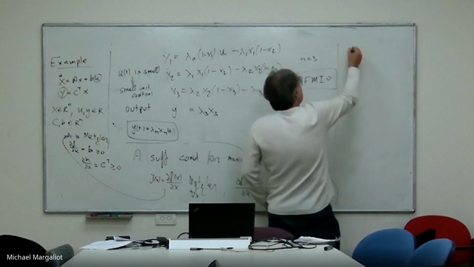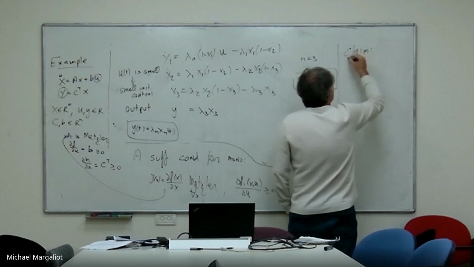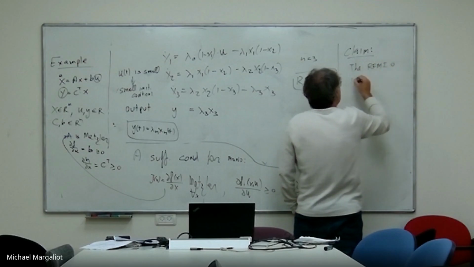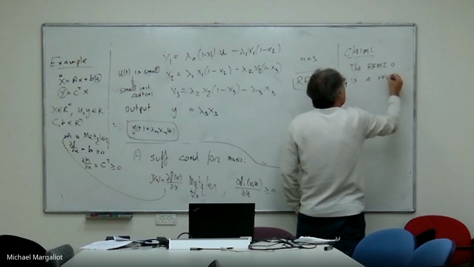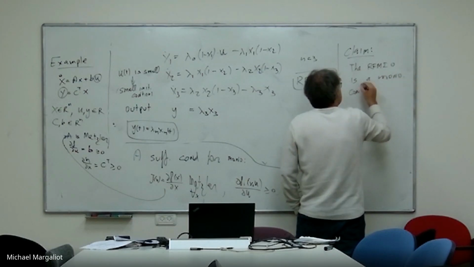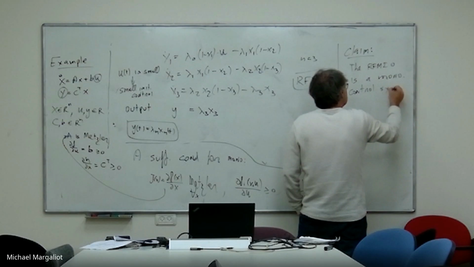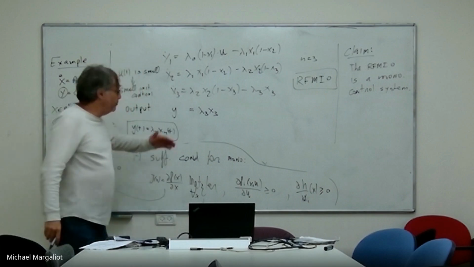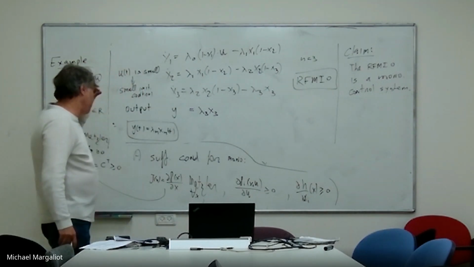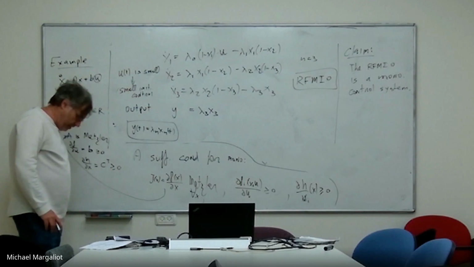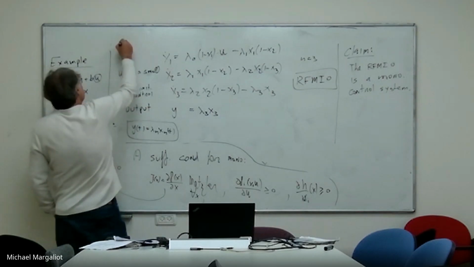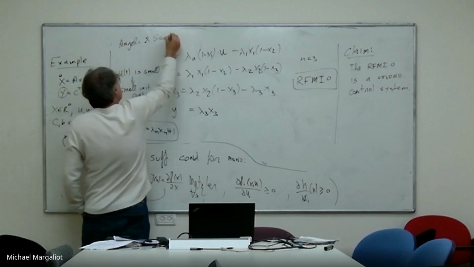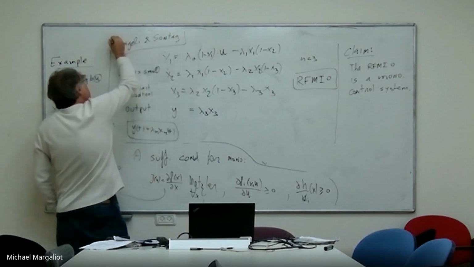And what I claim, it's very easy to check, is that the RFM-IO is a monotone control system. So we can use these tools. I forgot to say that this notion of monotone control systems was developed by Angeli and Sontag in an important paper that has many, many citations.